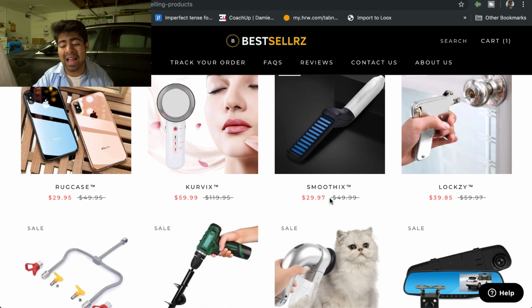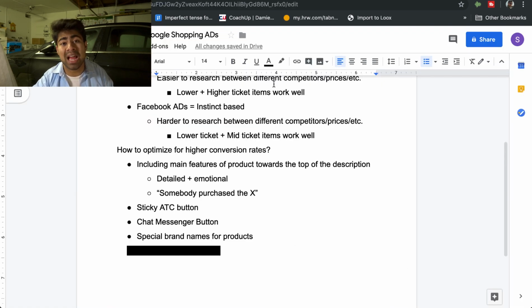But in addition to having the special brand name, make sure to have an SEO optimized title and SEO optimized keywords, because if you leave those SEO optimized keywords out, your product is simply not going to rank as much as it could and you won't get those sales. So along with the special brand name, make sure to have those SEO optimized keywords.